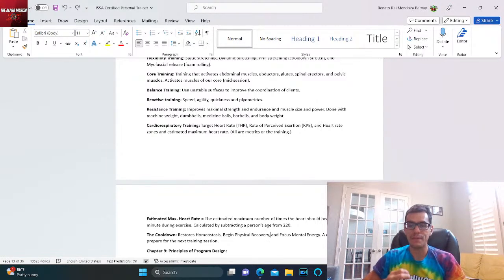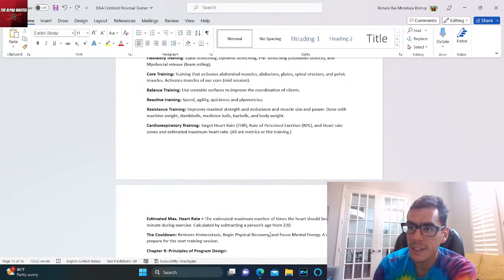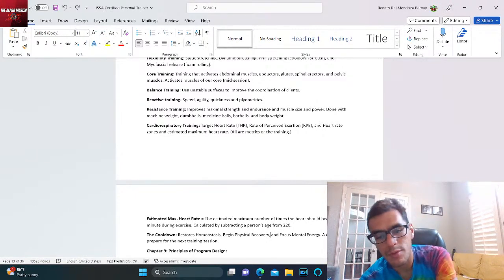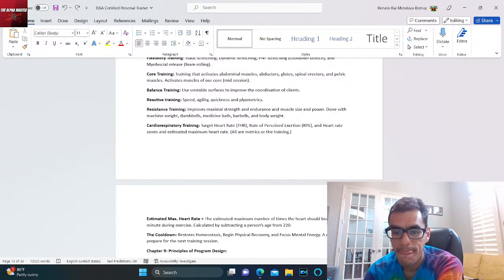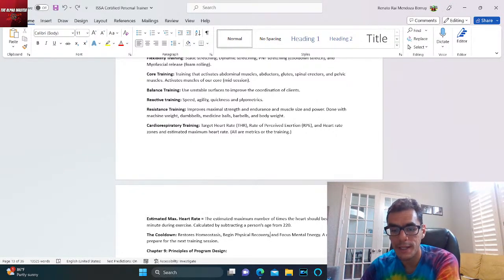The estimated maximum number of times the heart should beat per minute during an exercise is calculated by subtracting a person's age from 220. For me, at 25, it should be about 195 times per minute.